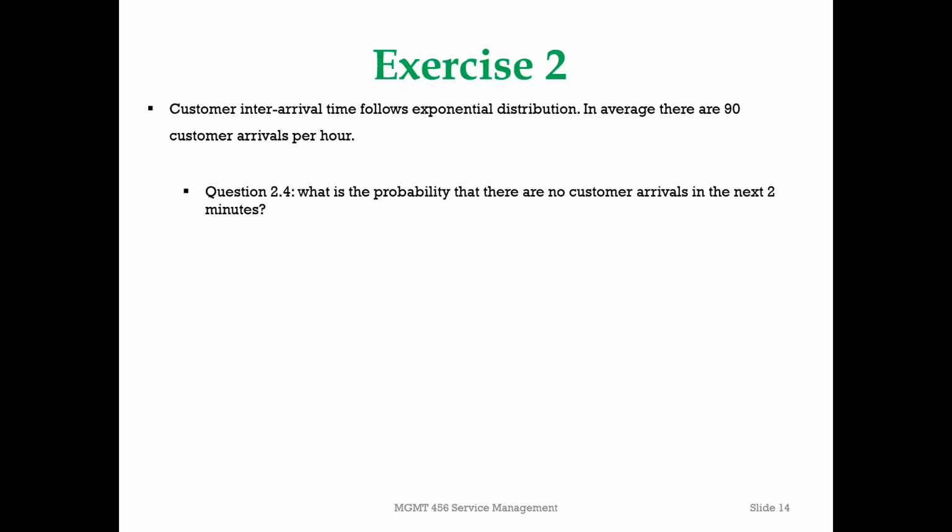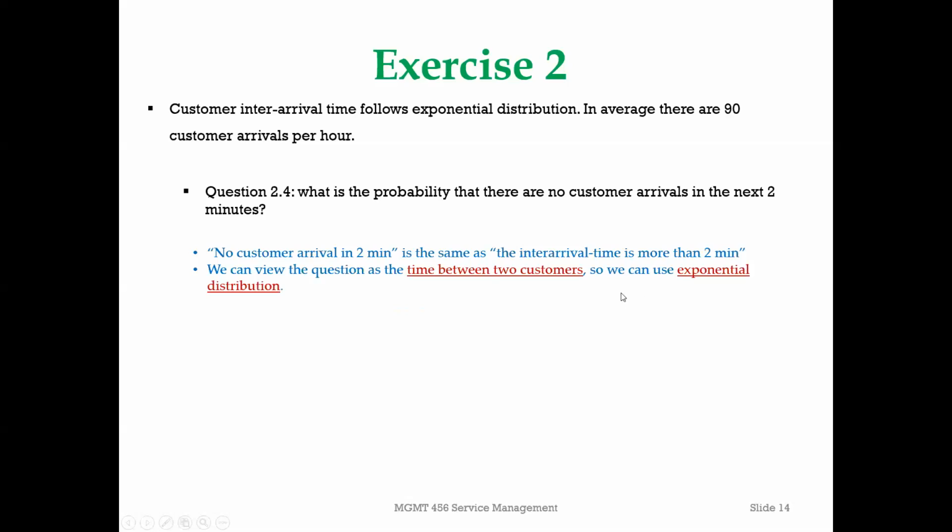The time between this customer and the next customer will be longer than 2 minutes. That's why we'll have no customer arrival in the next 2 minutes. This is equivalent: no customer arrival in the next 2 minutes implies that the next customer will arrive after 2 minutes, so greater than 2 minutes. So no customer arrival in 2 minutes is the same as the interarrival time being more than 2 minutes. So we can view the question as the time between two customers.